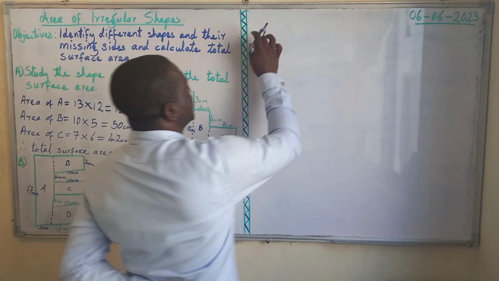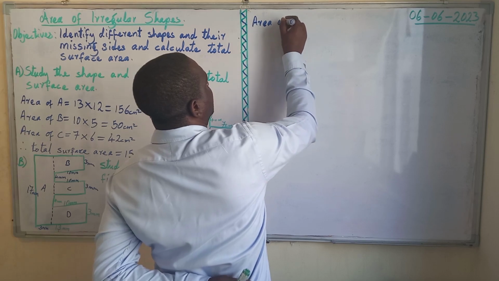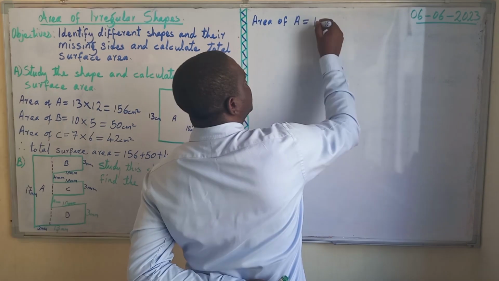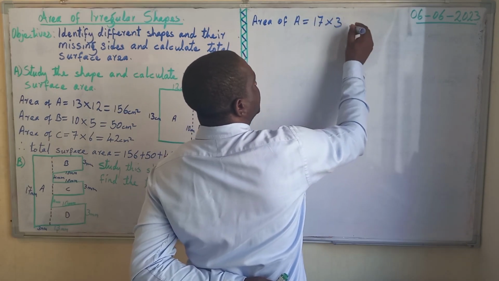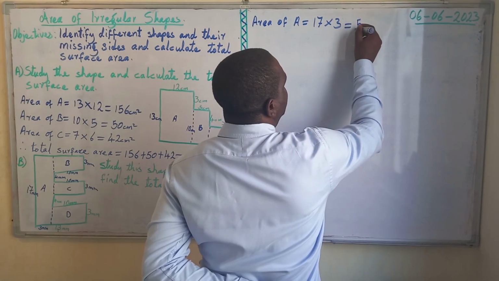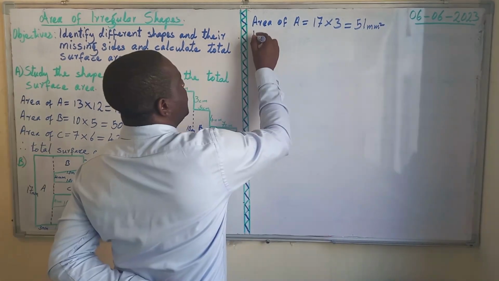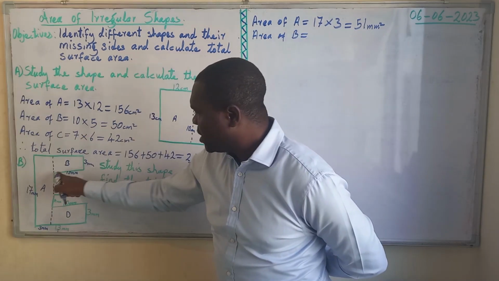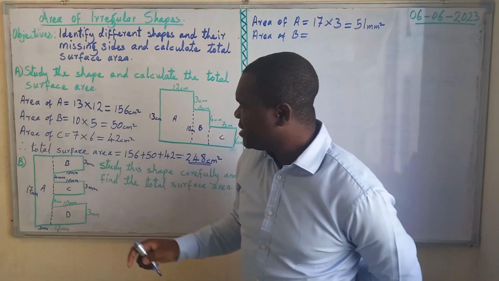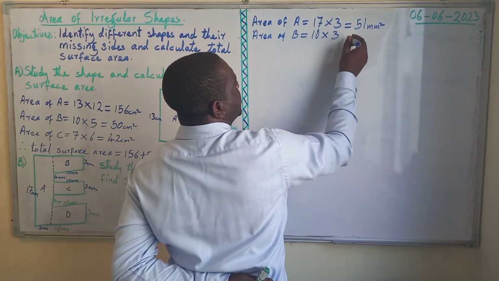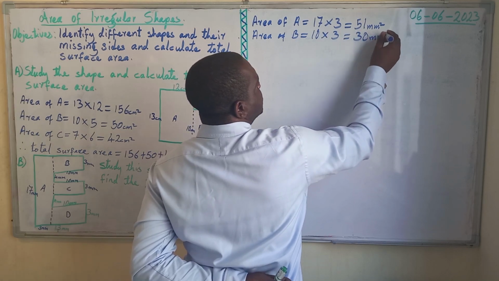Let's do it together here. Area of A equal to 17 times 3, which is equal to 51 millimeters square. Area of B, the longer side is 10 and the shorter side is 3. 10 times 3, 30 millimeters square.